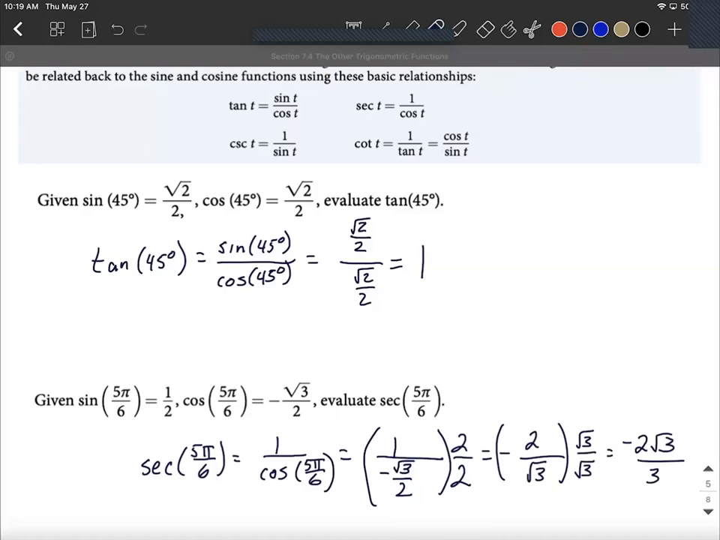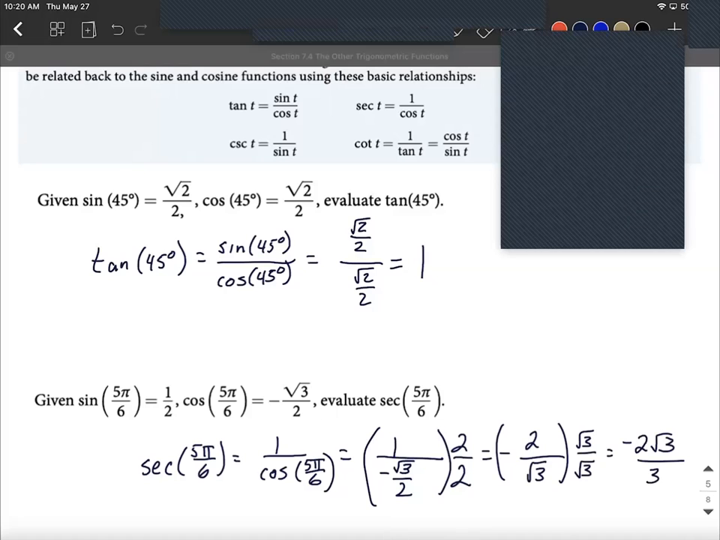All right, hope this helps out as you're working with these fundamental identities, getting down the quotient identities and the reciprocal identities. They're not that bad, but it takes a little bit of practice to get comfortable with them. Good luck.